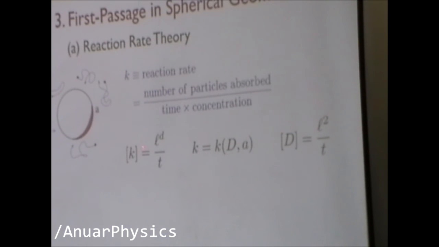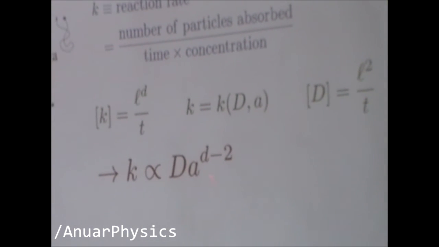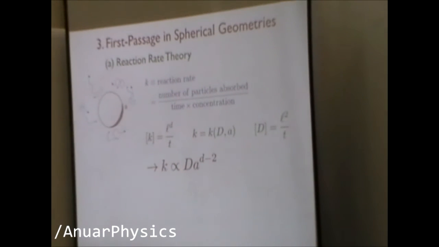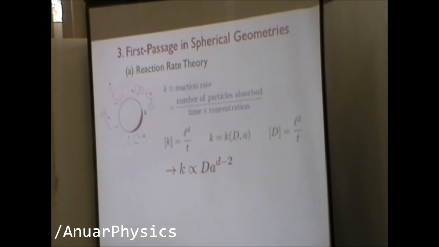We want d powers of length. So to get d powers of length, we've got to multiply by a to the power of d minus 2 to get d powers of length. So here it is. The reaction rate is proportional to the diffusion coefficient times the radius to the d minus 2 power. And this actually is the correct result. But this simple answer already has some very strange features.